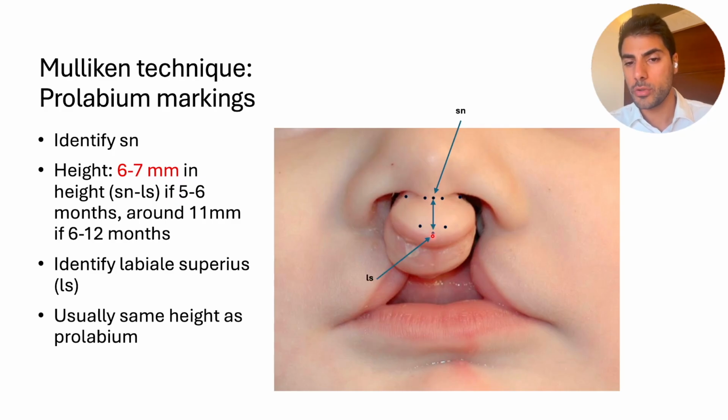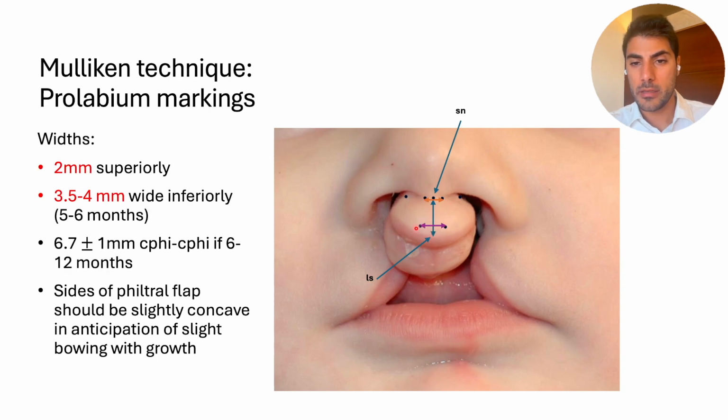Okay, so this point would be the labiale superius. This is the lowest point on the cupid's bow. And then to measure the width, also on average, if the baby is 5 to 6 months old, the width would be 3.5 to 4 millimeters at the bottom, and superiorly it would be 2 millimeters. So it starts thinner and then it widens up.